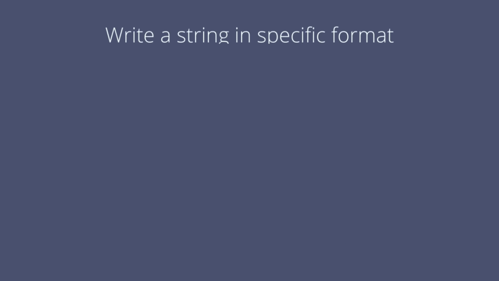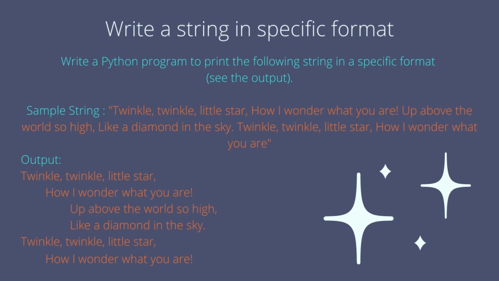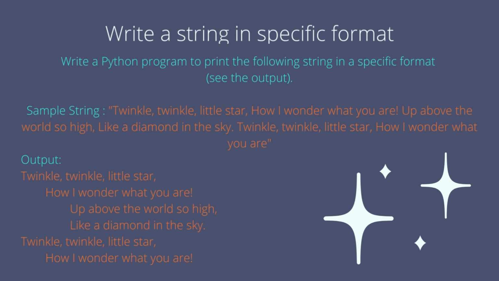Let's go. Write a string in specific format. Write a Python program to print the following string in a specific format. See the output. Sample string is: Twinkle, twinkle, little star, how I wonder what you are. Up above the world so high, like a diamond in the sky. Twinkle, twinkle, little star, how I wonder what you are. Let's see the solution.